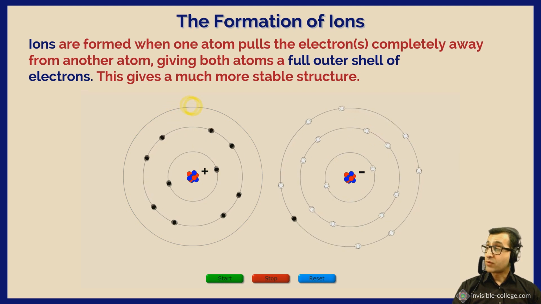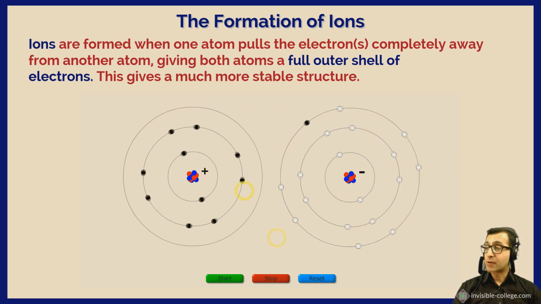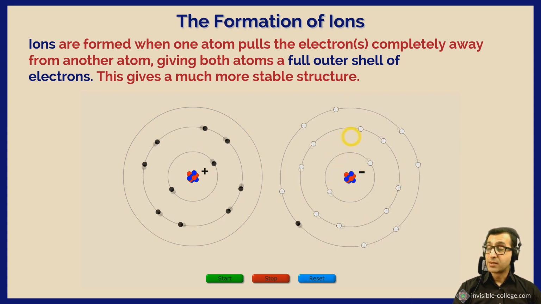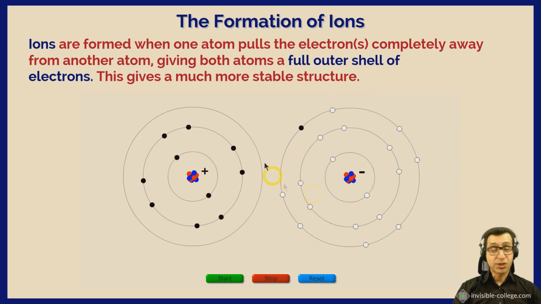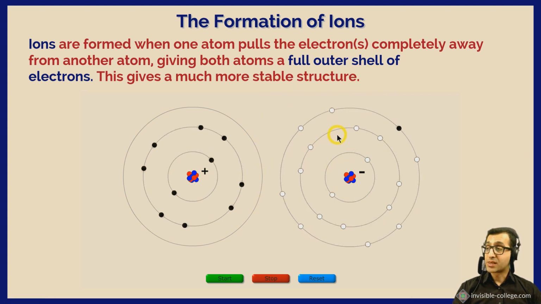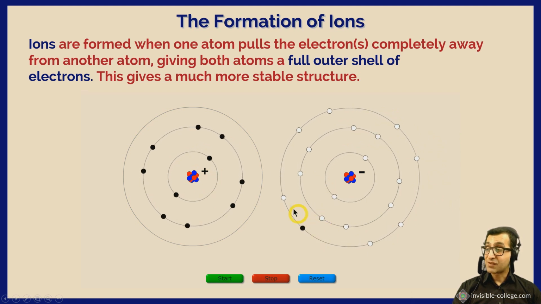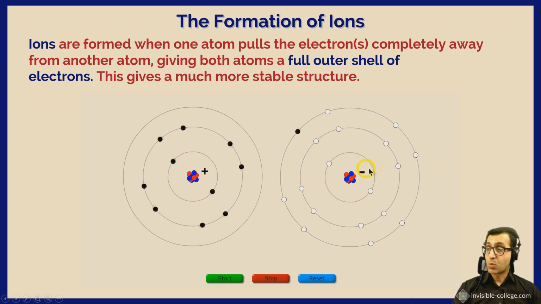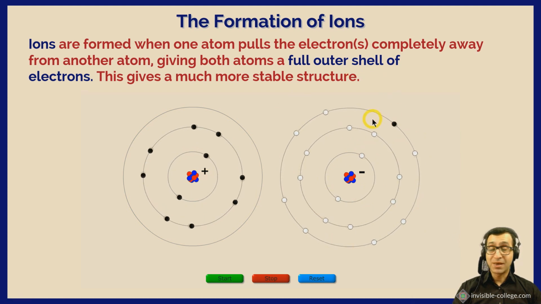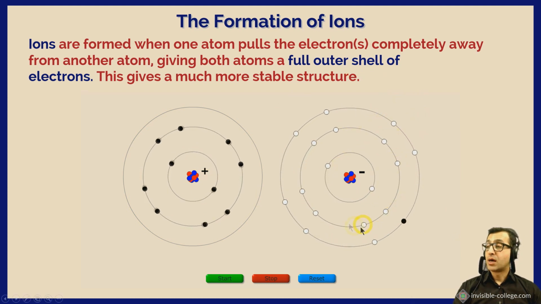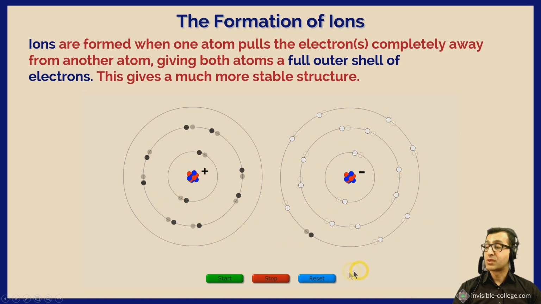Conversely, now that we've transferred this single electron into the outermost shell of the chlorine atom, which started off with 17 positive charges in the nucleus and 17 negative charges orbiting the nucleus, but now you've added an extra negative charge. So now the negative charges outweigh the positive charges by 1, and so the chlorine atom has become a chloride ion, which has 1 overall negative unit of charge.